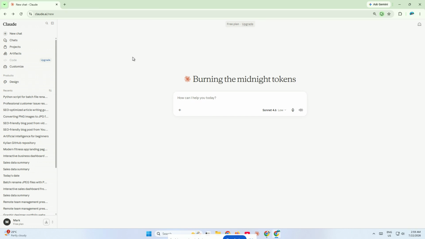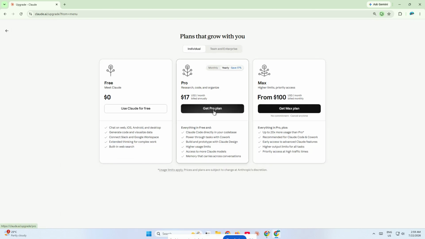Now, if you need more access and waiting is not ideal, your second option is to upgrade your plan. Paid plans usually come with higher usage limits, which means you can continue working longer before reaching the cap. This is especially useful if you use Claude for writing, research, coding, or daily productivity tasks. If you rely on it often, upgrading can save you time and interruptions.